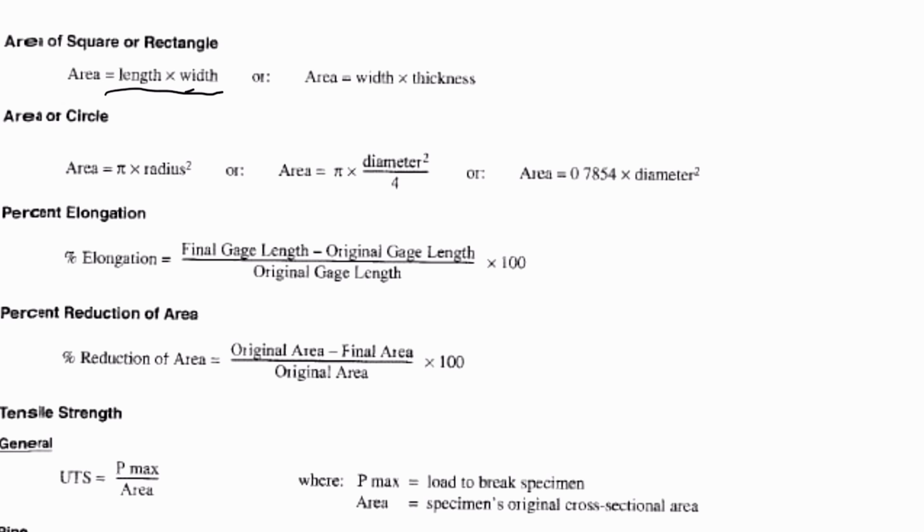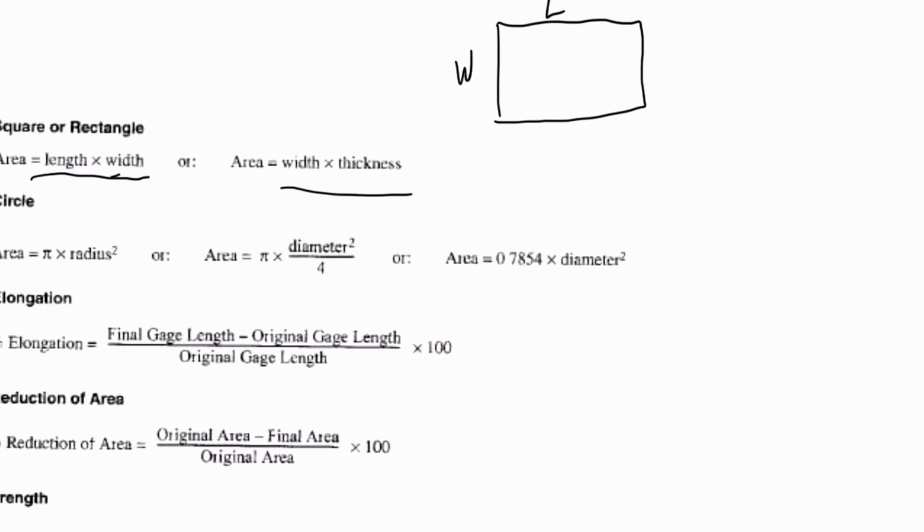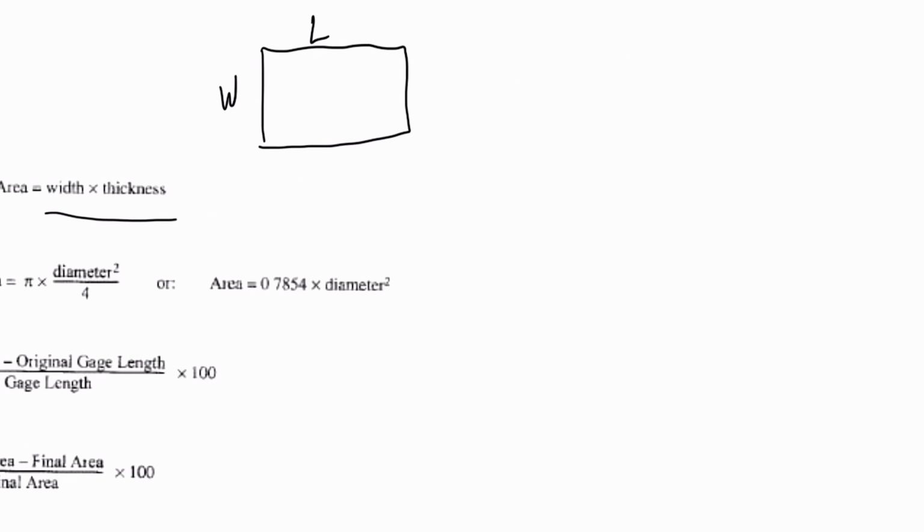The area of the square or the rectangle. So this is just the area is equal to length times the width of the cross section, or can be width times the thickness. So for example, you have a rectangle. You have the length and the width here. So you just multiply them.